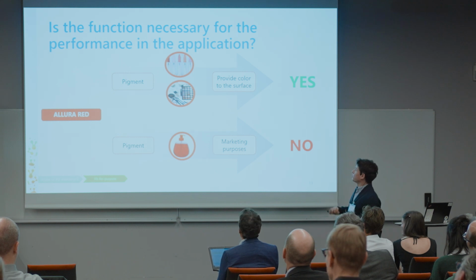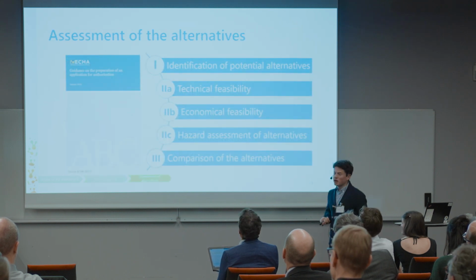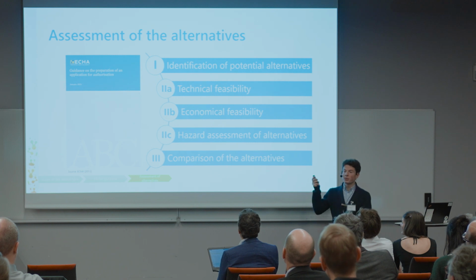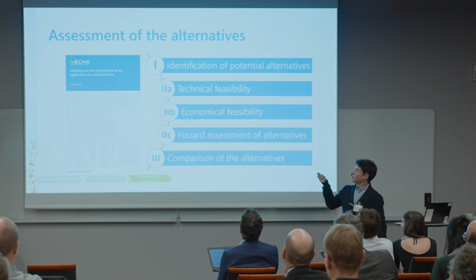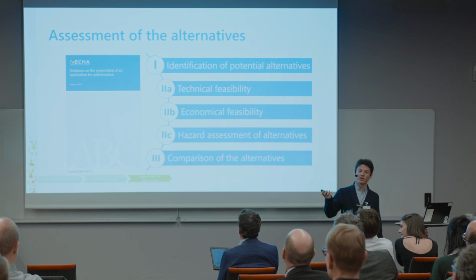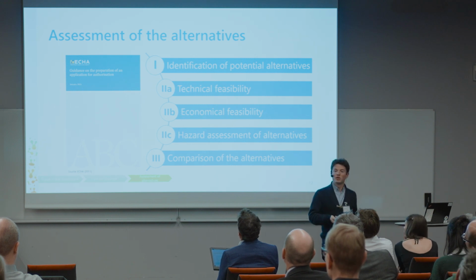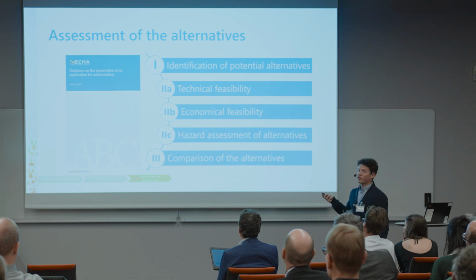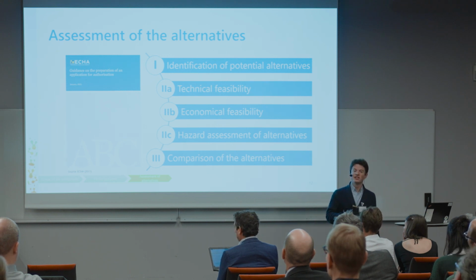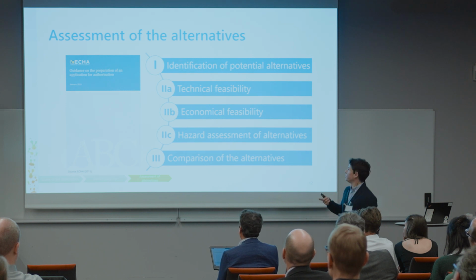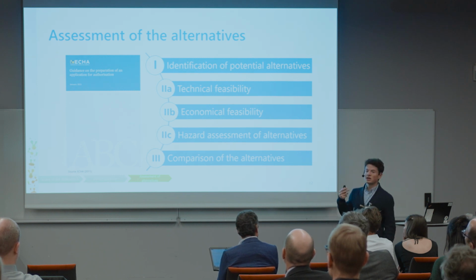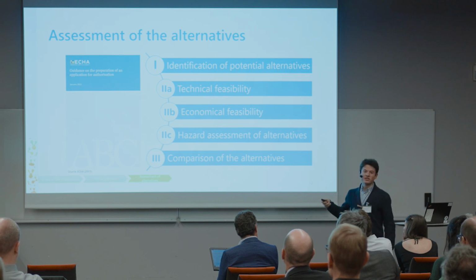So once we answered this question, we turned to the assessment of alternatives. We based our work on the framework that is published by ECHA in the guidance for authorization. For the assessment of alternatives, there are three main steps. First, identifying the alternatives, then assessing the alternatives based on their technical feasibility, economical feasibility, and their hazard profile. And then, based on all these, comparing the alternatives to select the better one.